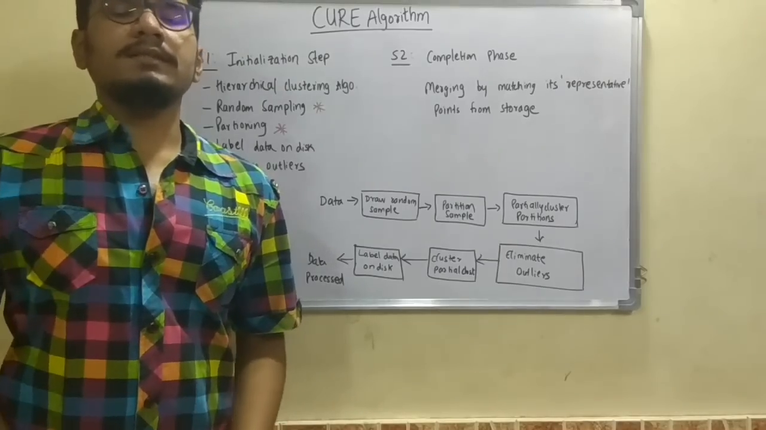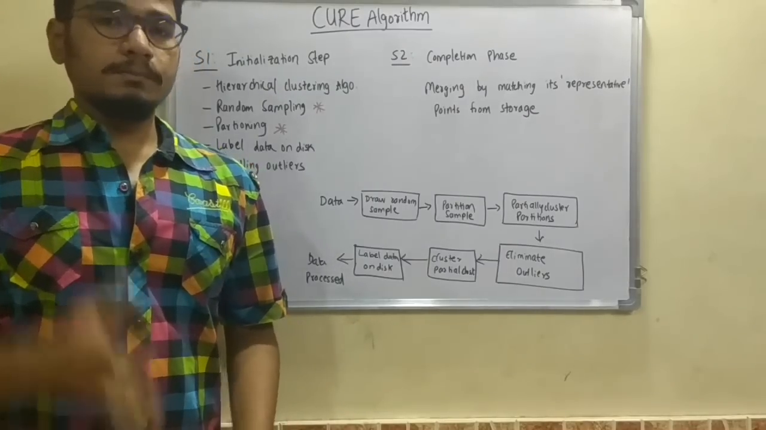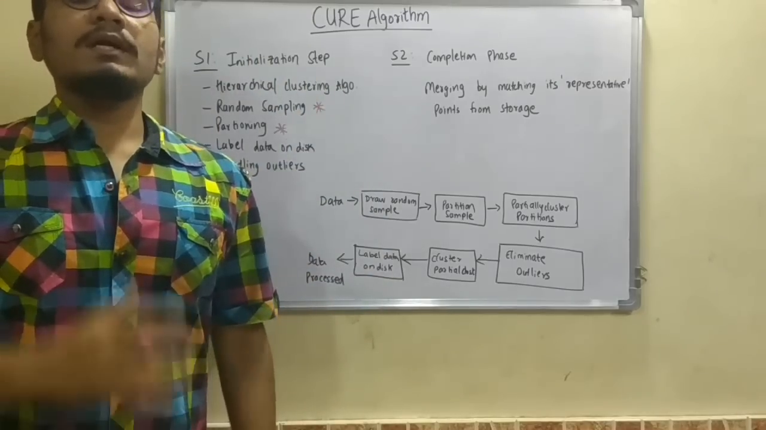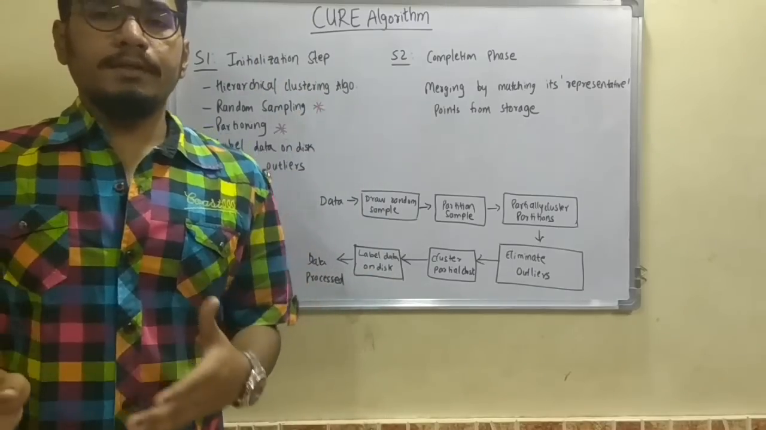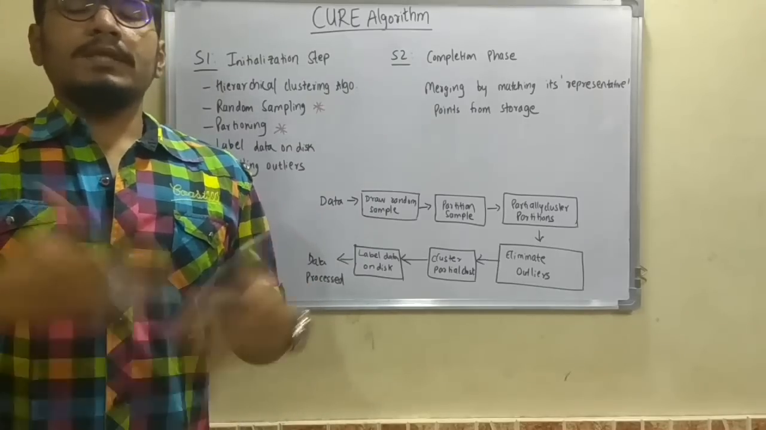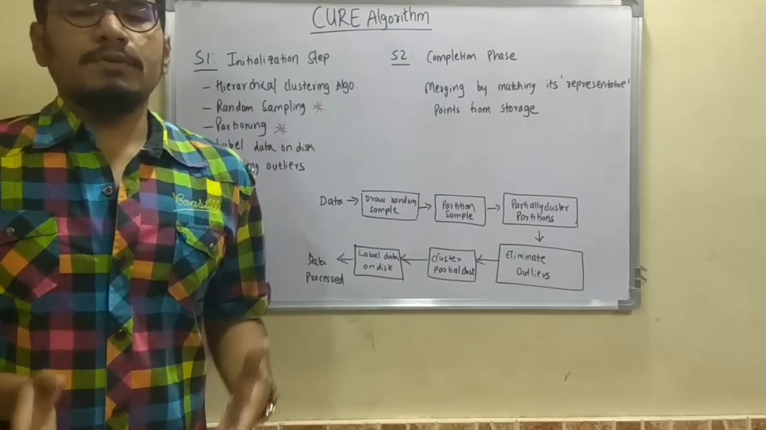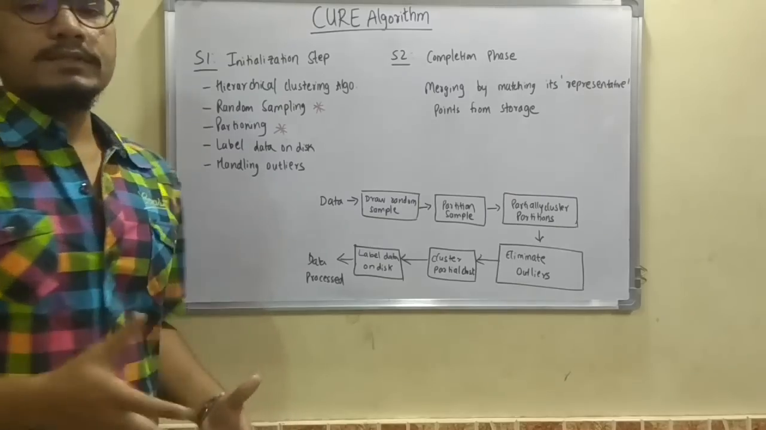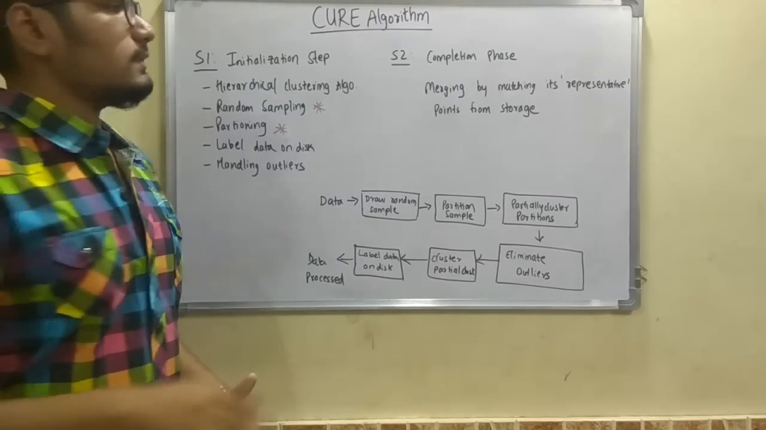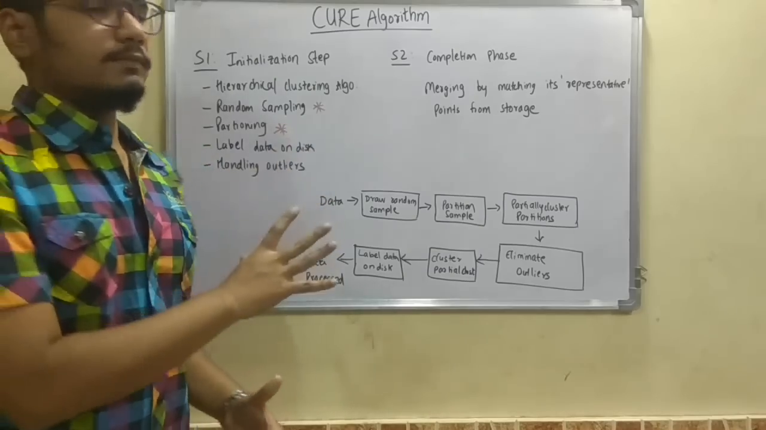Today in this video we'll be seeing the CURE algorithm in big data analytics for partitioning the samples. That is, for the clustering algorithm in big data we mainly use the CURE algorithm. CURE stands for clustering using representatives. This algorithm is a bit easy. There are two different steps for solving it: the initialization step for the clusters, and finally the completion phase.